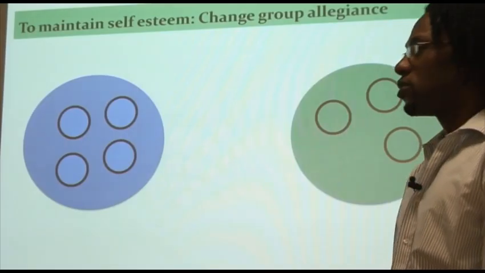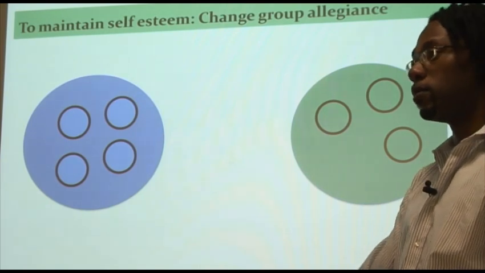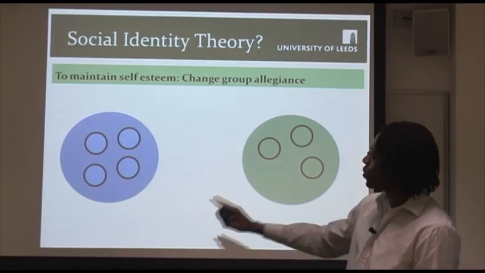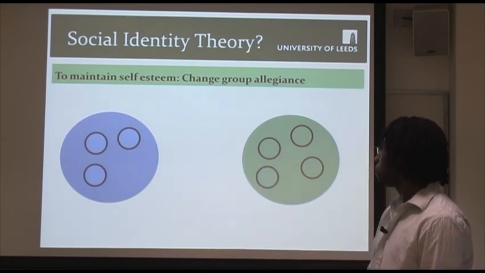Another way to do that is to change your group allegiance. And this is especially useful when group boundaries are permeable. So let's say, hypothetically, someone says blues are very bad. A blue might then decide to stop being a blue and become a green.